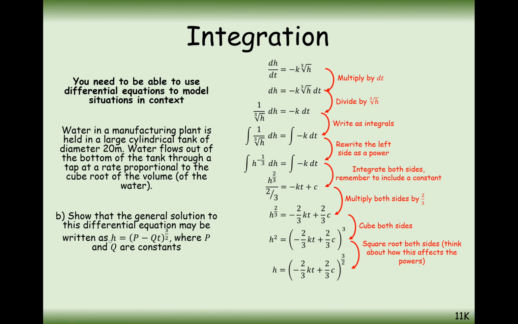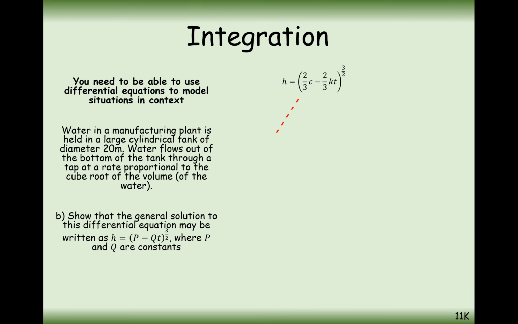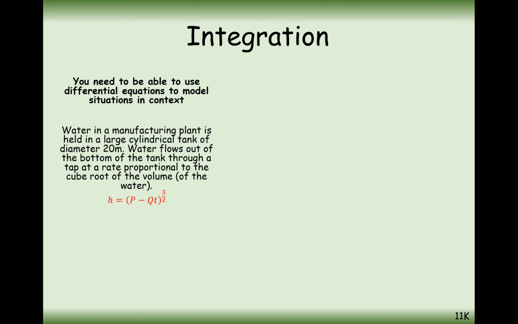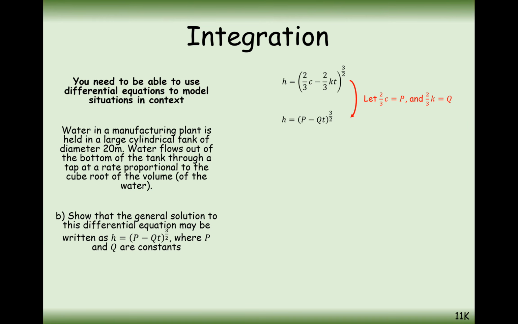So now this is going to turn into something very similar to what we want it to look like. H is equal to, and we'll just write it the right way round now, (2/3 c minus 2/3 kt) in brackets all to the power of 3 over 2. So we can see here that obviously p is referring to 2/3 c, and q is referring to 2/3 k. Okay, so there we are.